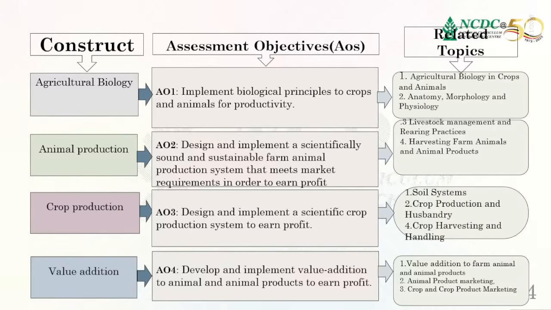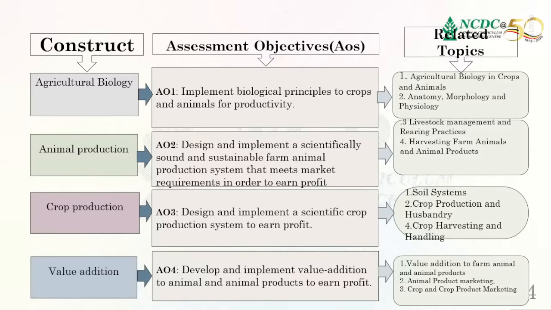Then the second construct is animal production, and its objective in assessment is to design and implement scientifically sound and sustainable farm animal production systems that meet the market requirements in order to earn profits. And in the syllabus, we see them from topics related to livestock management and rearing practices, and then harvesting farm animals and animal products.